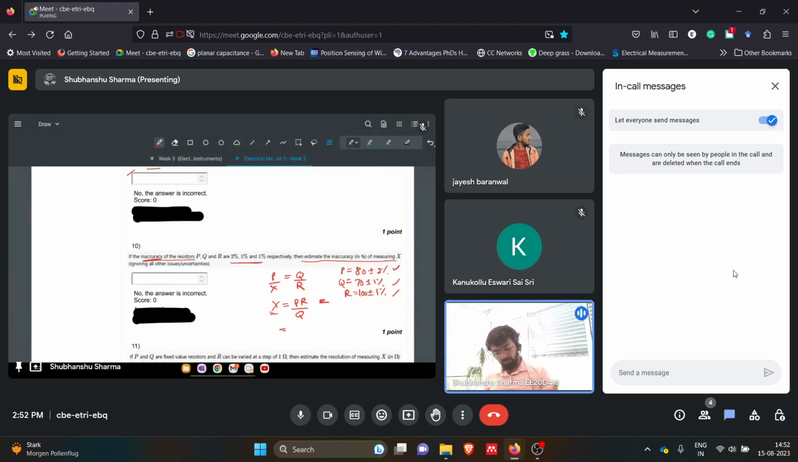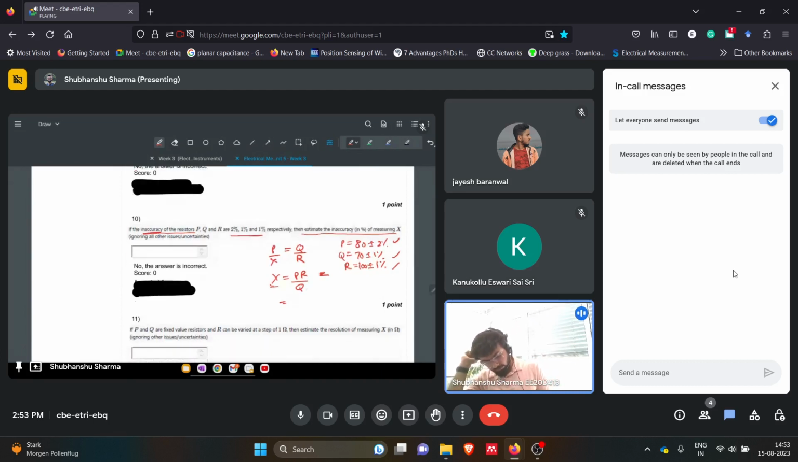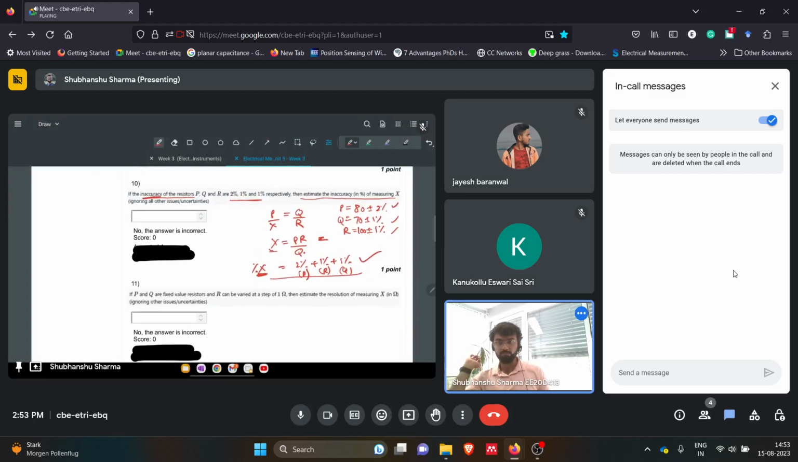But the second method is simple. As mentioned in the class also, if we have the accuracy for P as 2%, in division and multiplication all the inaccuracies add up. So this is 2%, plus for R it is 1%, and Q, although it is in division, its inaccuracy still gets added. So this will be 1%. This is because of Q, this is because of R, this is because of P. Then we have the percentage of inaccuracy in X, so we will get the answer.